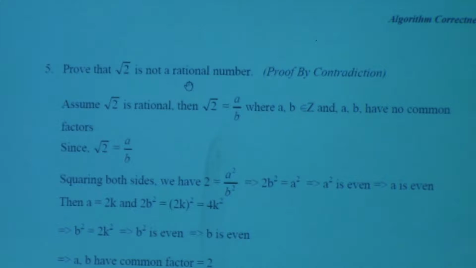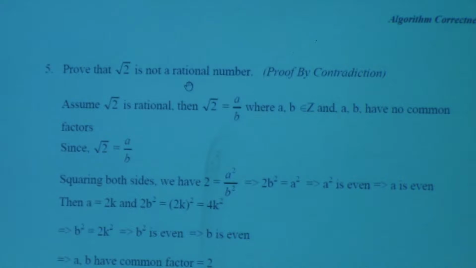No common factors other than 1, so we can't reduce further. So basically every number which is rational can be expressed as A over B in what we call simplest terms. We have no factor in common except for 1. So therefore, if radical 2 is rational, it can be expressed as A over B, where the common factor between A and B is only 1.